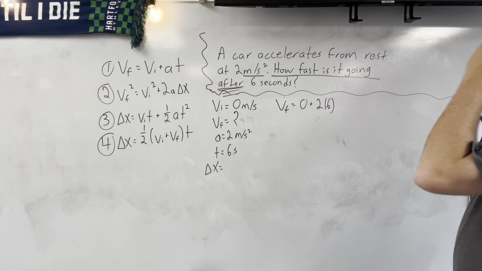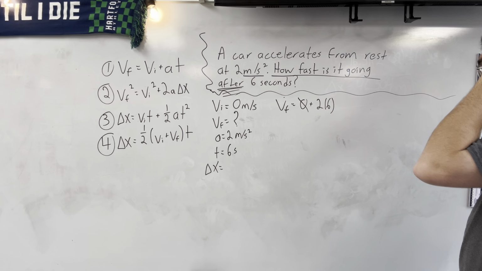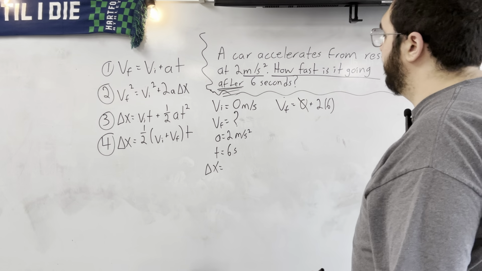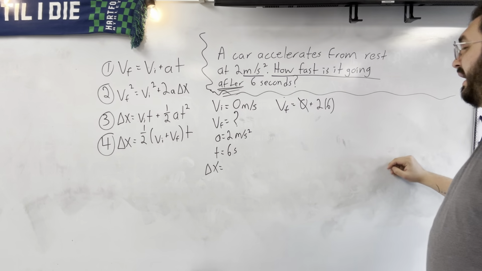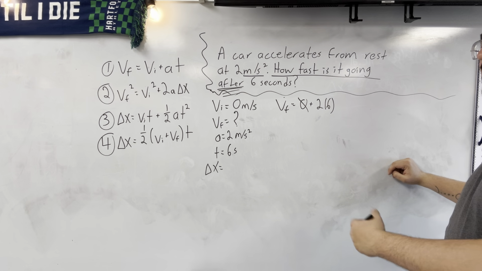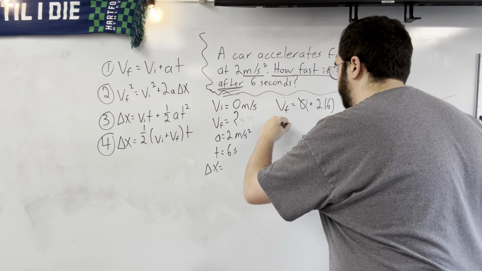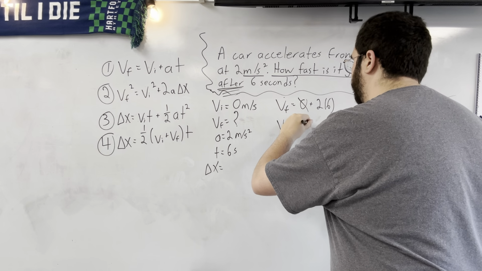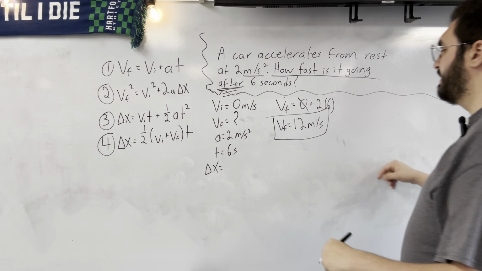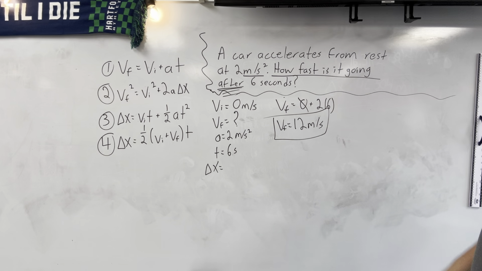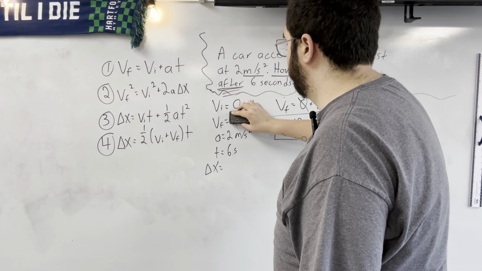So, the 0 goes away. Anything plus 0 is just itself, so it doesn't really do anything here. And I'm left with V final equals 2 times 6. Thankfully, that's simple enough math where I don't need a calculator. VF, in this case, is going to equal 12 meters per second. Notice it's in meters per second because it's a velocity. So immediately, I already know the answer to that problem: 12 meters per second.